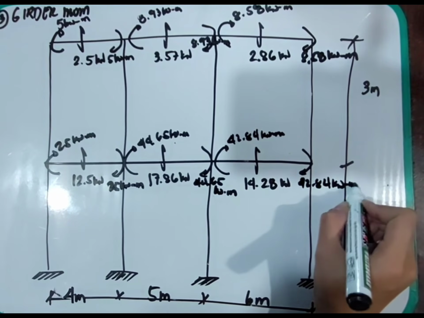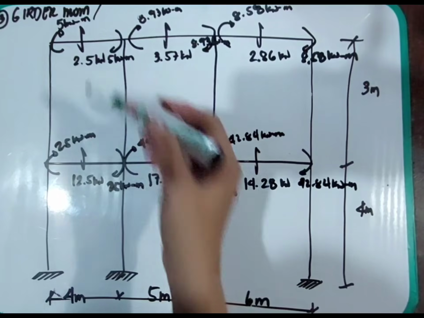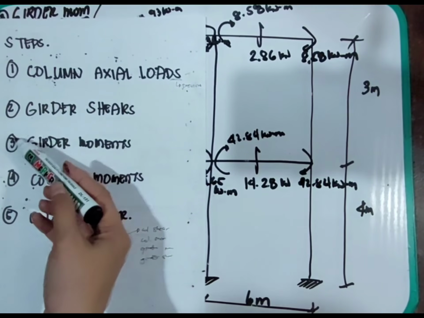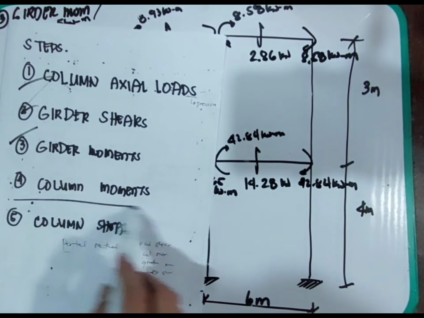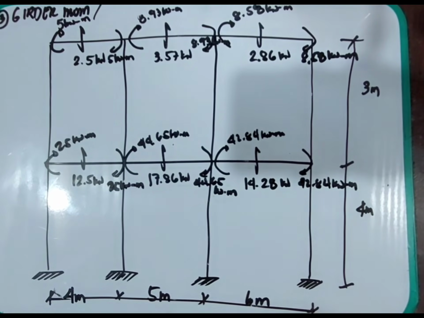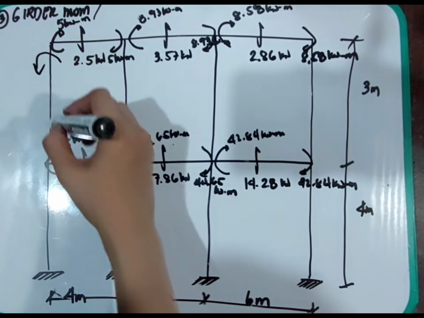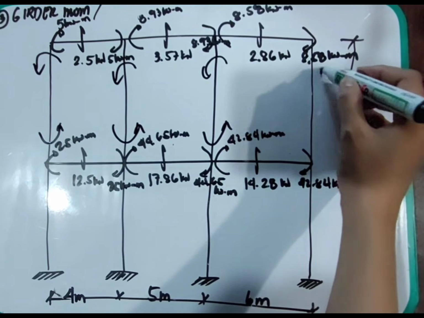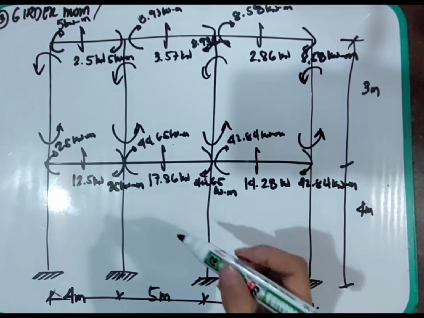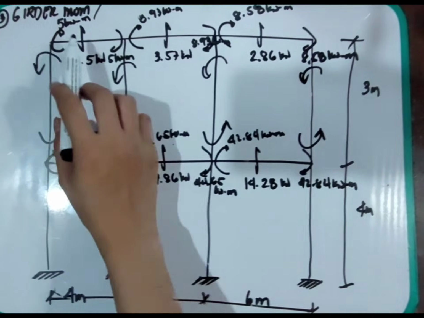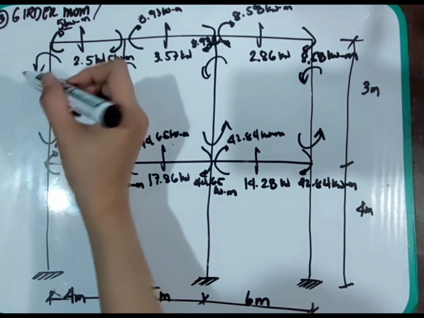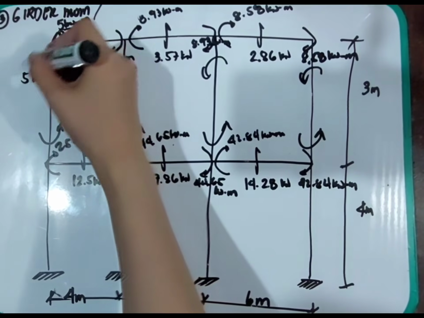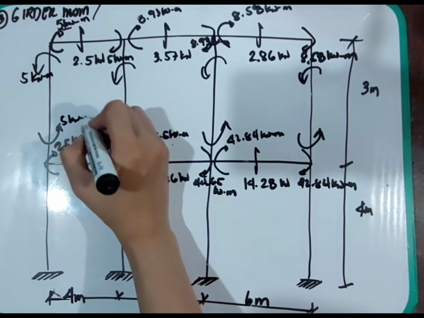42.84 kilonewton meter. Next, after natin ng girder moment, yung next step naman natin is column moment. Ito yung reference natin. Column, girder, tapos na tayo dyan. So, dito na tayo, column moment. Sa column moment naman natin, yung rotation natin, as is pa din. Okay, next. Paano to? Kung ano ang value nito, 5, yun din ang value natin dito, which is 5 kilonewton meter. Siyempre, isang ikot lang yan, 5 kilonewton meter.